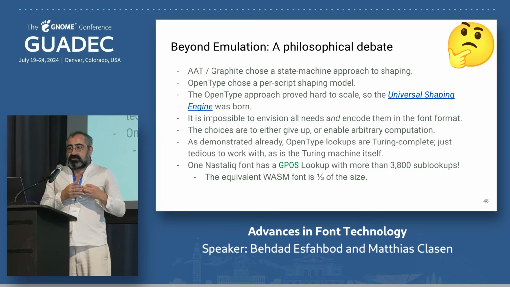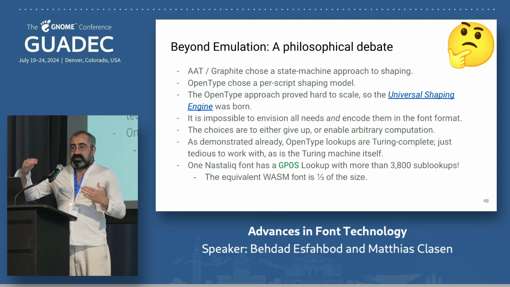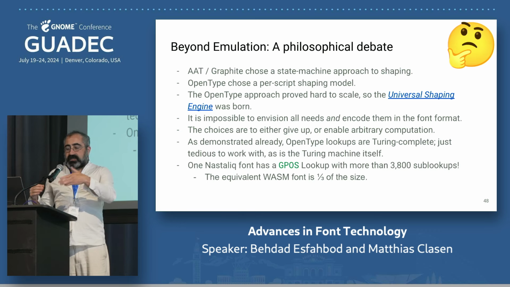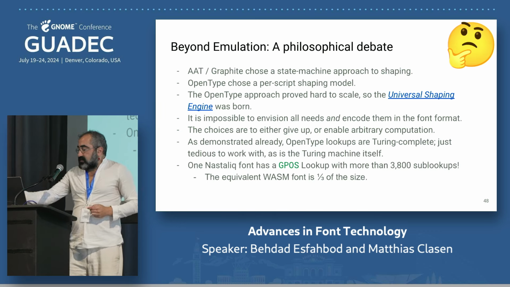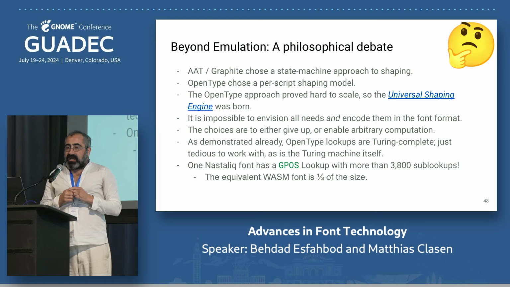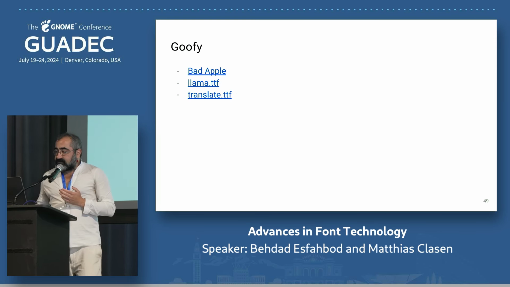So instead of encoding the shaping logic in predetermined ways that OpenType understands, we just want to ship the code in there. And the last line, when we applied this approach to one of the Nastaliq fonts that I demoed, the font size shrank by two thirds, so the font is one third of the original.